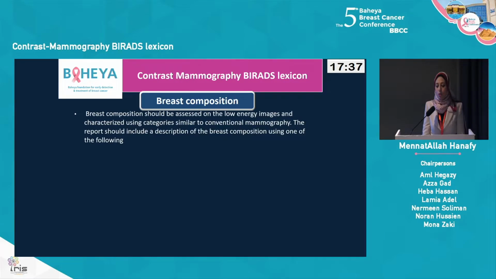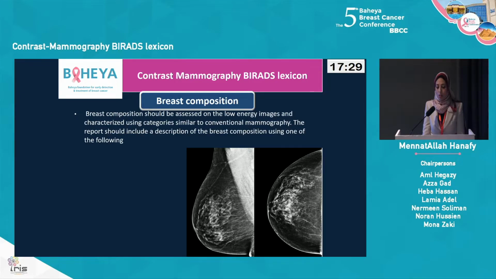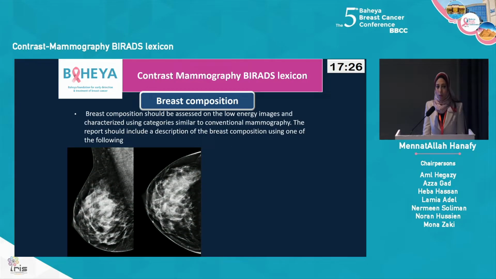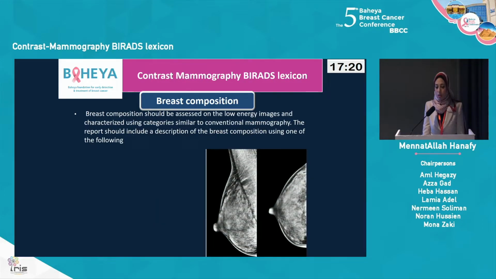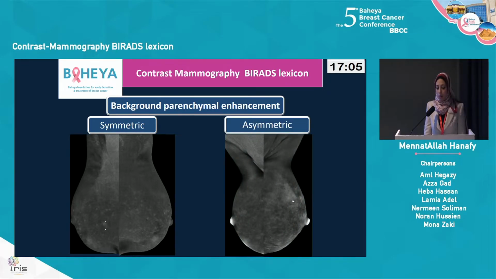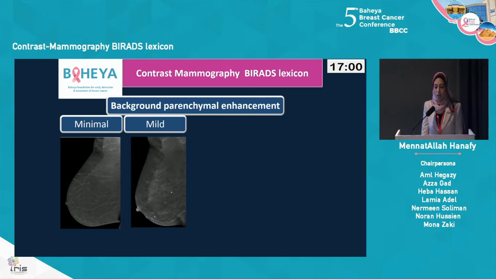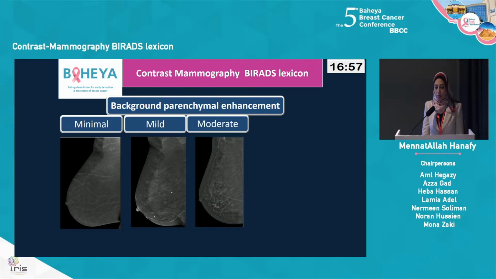The report should include a description of breast composition using one of the following: ACR A, almost entirely fatty breast; ACR B, scattered fibroglandular tissue; ACR C, heterogeneously dense breast; and ACR D, extremely dense breast. The background parenchymal enhancement may be symmetrical, as in this case, or asymmetric. Regarding degree of background parenchymal enhancement, it may be minimal, mild, moderate, or marked.